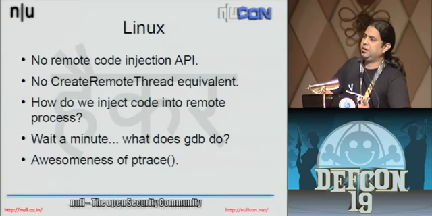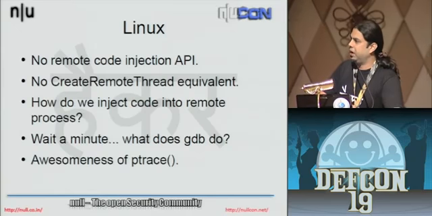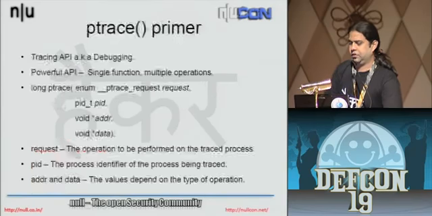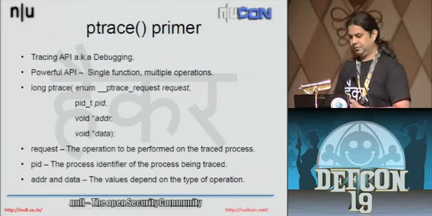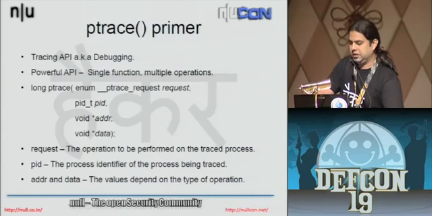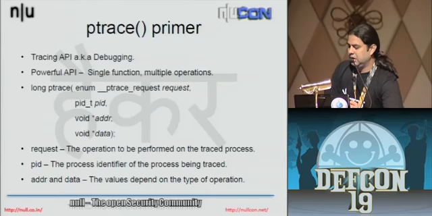It uses the ptrace API, which is obviously provided by most of the Unix platforms. So a little bit about ptrace. So ptrace is just a single function, and it's a very powerful function in terms of what operations you can perform on a target process. So just one function will give you the ability to read memory, write memory, read registers, write registers, stop the process, and do a lot of other things.